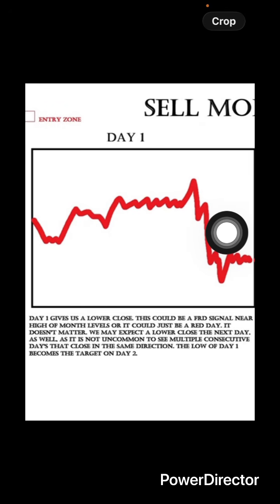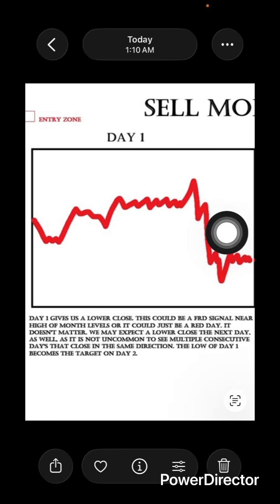You can see here, here's our day one. It says day one gives us a lower close. This could be a first red day signal near the high of the month levels, or it could just be a red day. It doesn't really matter, all right?